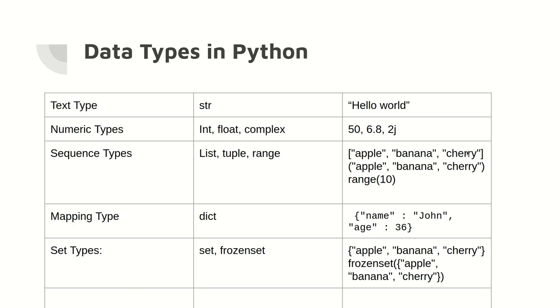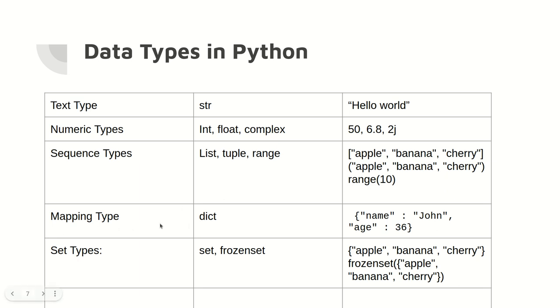The first one, apple, banana, cherry, is represented in square brackets. This we call a list. In the second one, we mention apple, banana, cherry within parentheses. This is a tuple. And range we represent as something like range of 6. Definitely, we will go in depth in our coming videos.